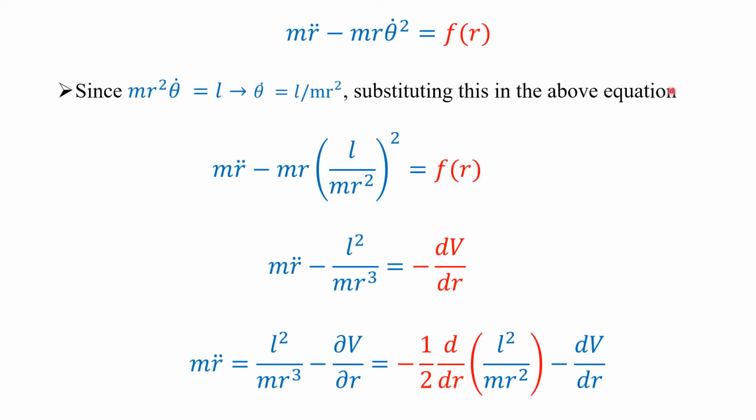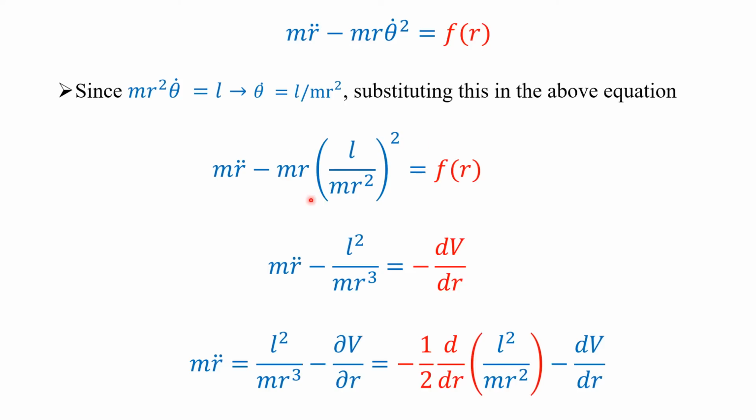Substituting this in the above equation, because our ultimate aim is to find the equation of motion with the r coordinate. Earlier we found the equation of motion based on the theta coordinate. So we have to replace theta dot by r, that is the r coordinate. So the first term we take as it is, m r double dot, minus m r, and instead of theta dot I am replacing L by m r squared, the whole squared, which is equal to f of r.